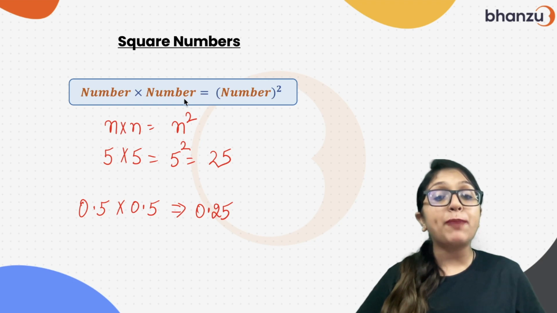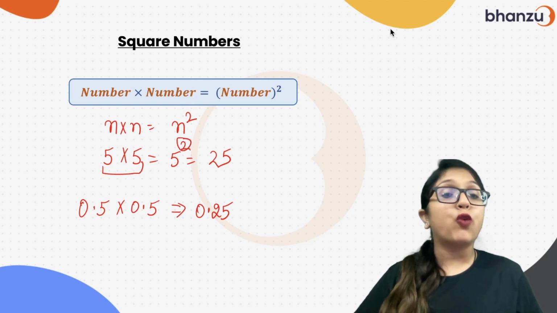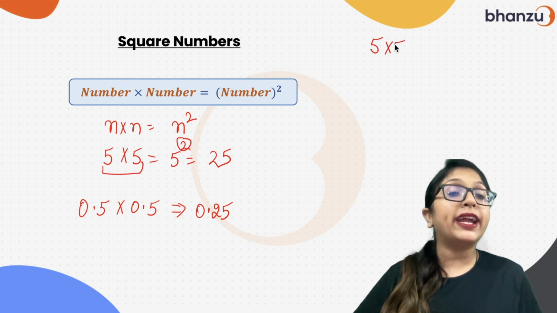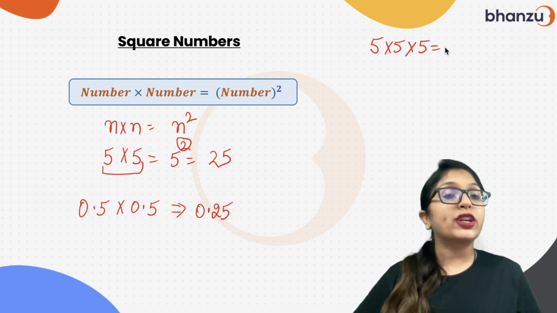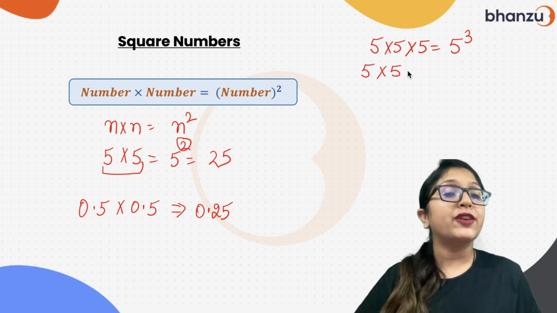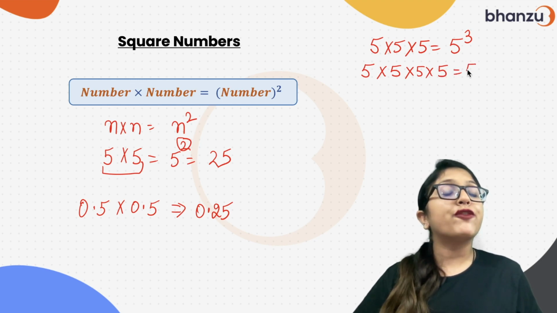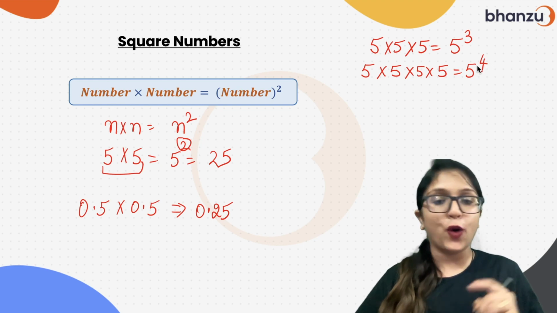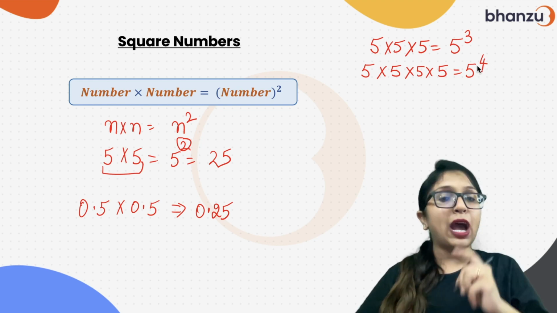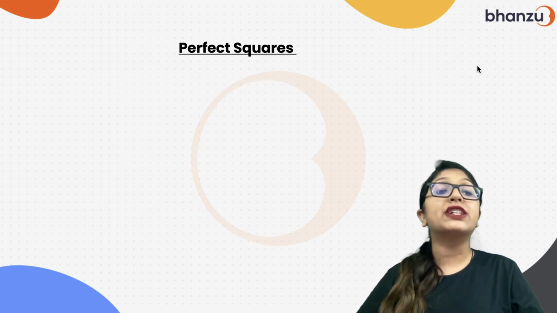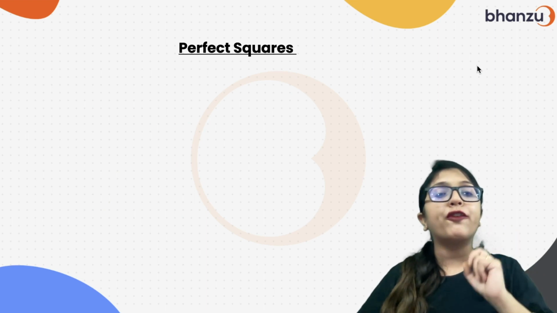Now here the power is 2 because I am multiplying the number by itself. Now what if I am multiplying it by itself 2 times? Now what is going to be the power? The power is going to be 3. What if the question is 5 times 5 times 5 times 5? In this case, this is going to be 5 to the power of 4. Is that clear?